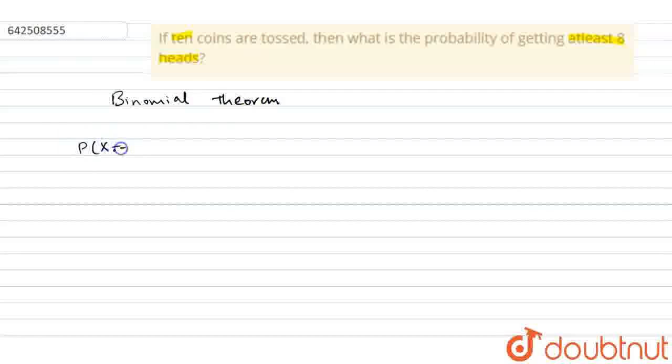That P of X equal to x is nothing but nCx into p raised to x into q raised to n minus x. Now what are the respective terms over here?